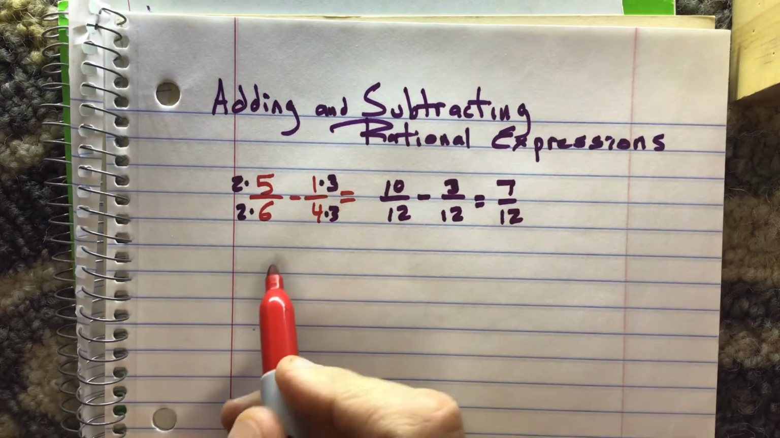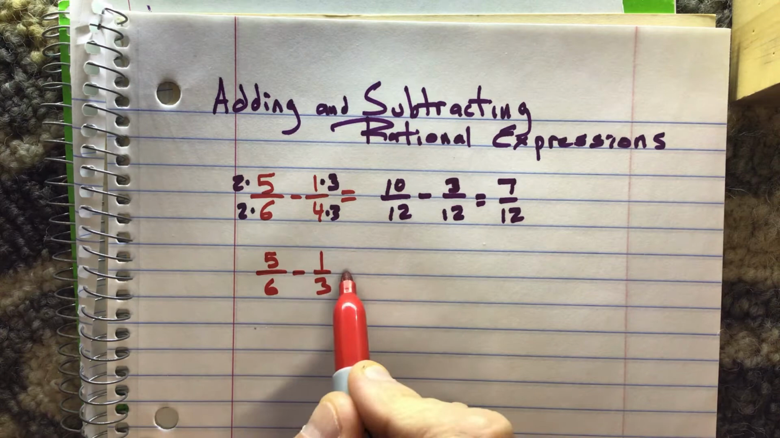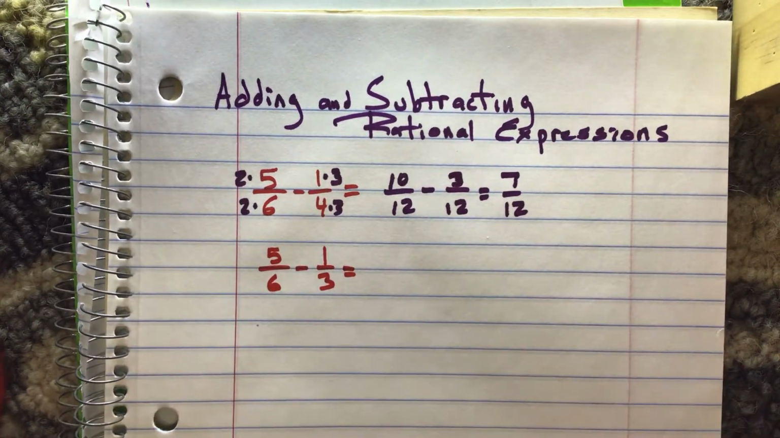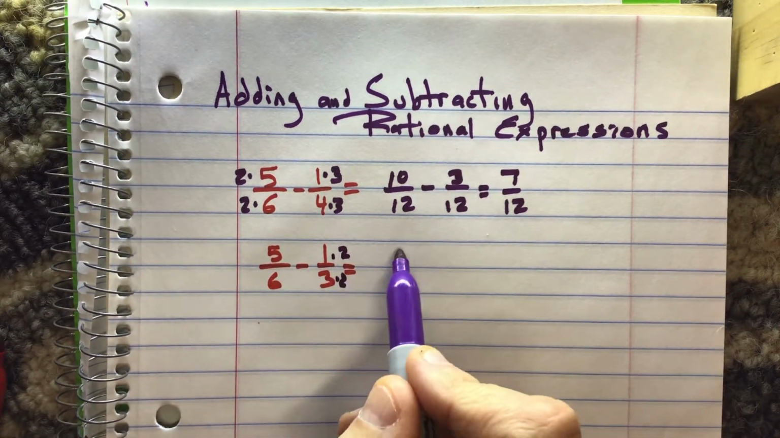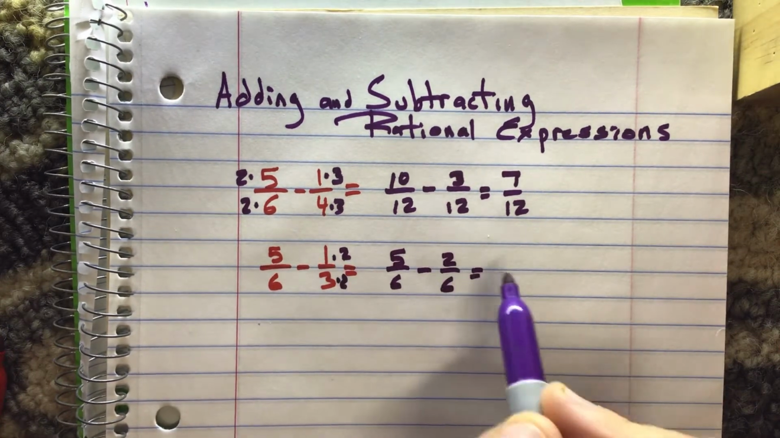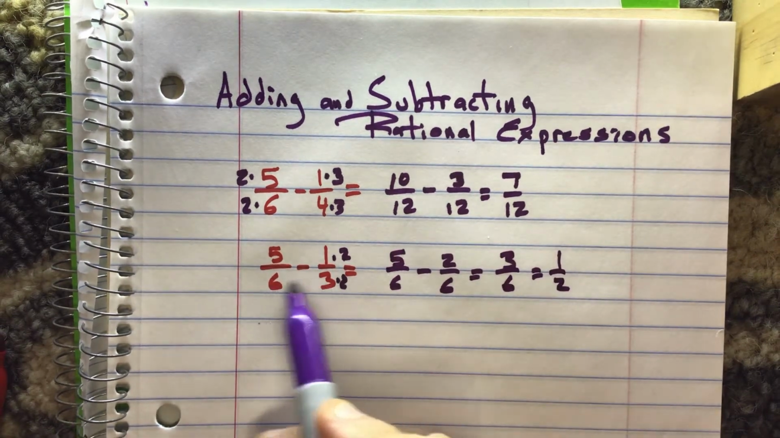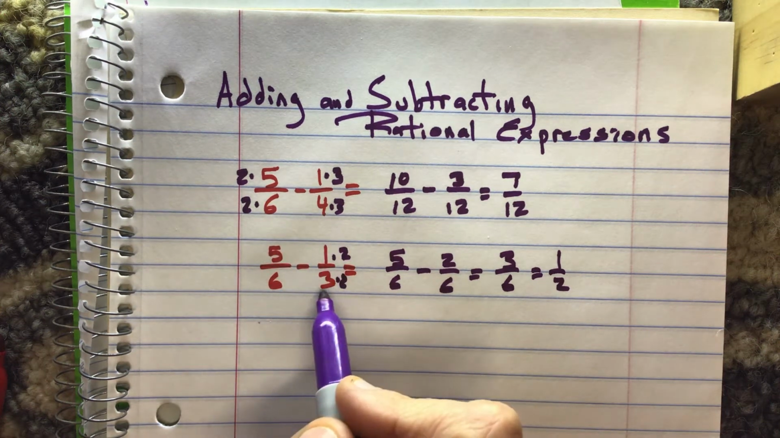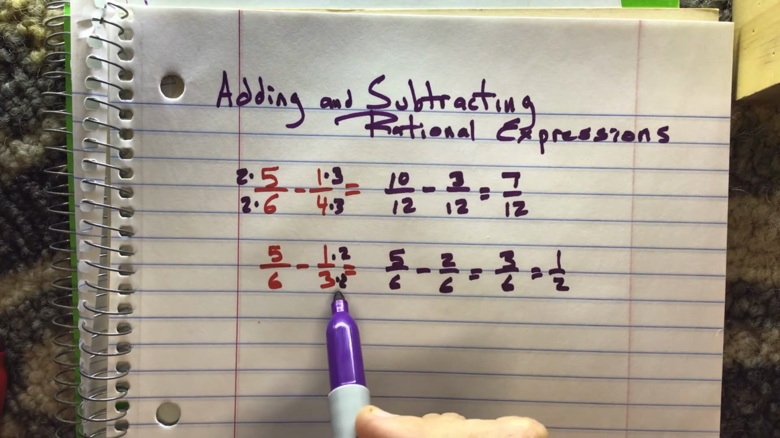Let me do a couple examples for you. So here's 5/6 minus 1/3. I just want to show you that you don't always have to multiply both fractions to get a common denominator. In this case, I could just multiply this by 2 and this by 2, and now I have 5/6 minus 2/6 equals 3/6 or a half. So I didn't have to change both denominators. When you get a common denominator, sometimes you change both, sometimes you just change one of them, as long as you can get them to both be the same number. So here I made 12 and 12, here I made 6 and 6.